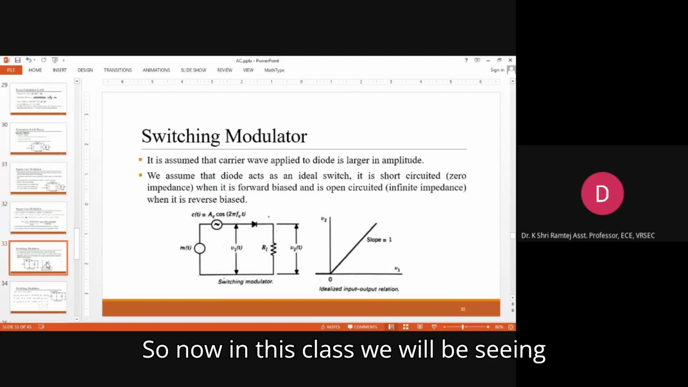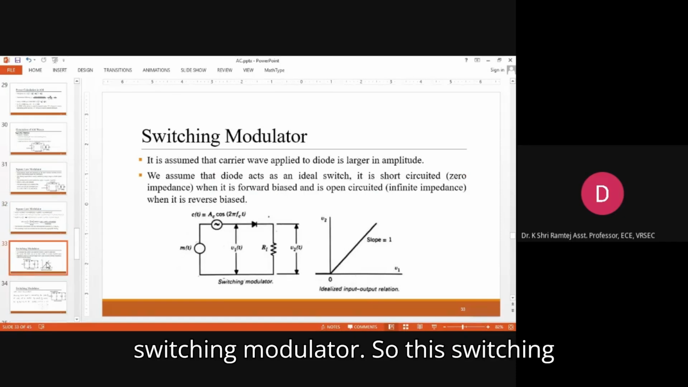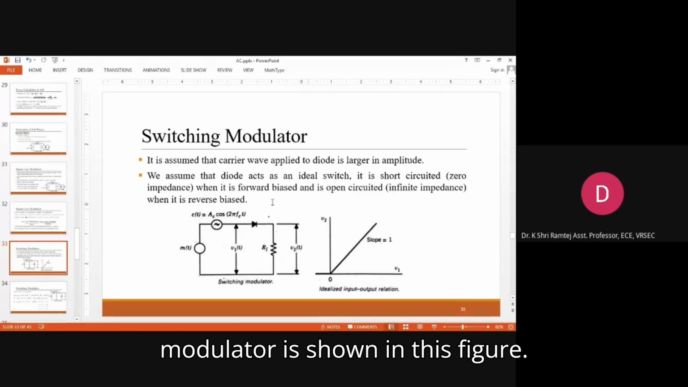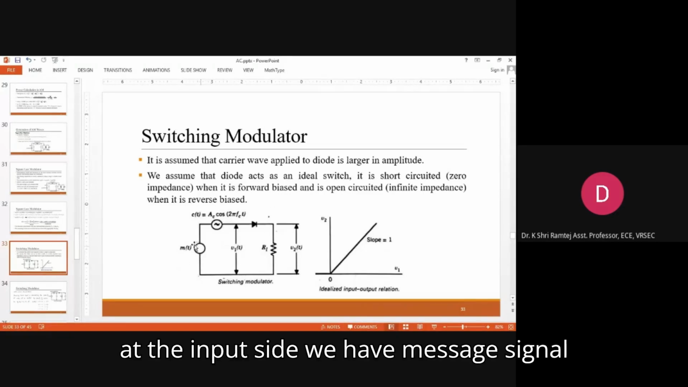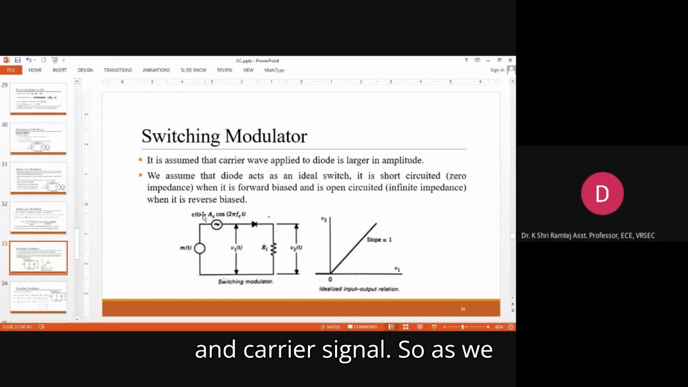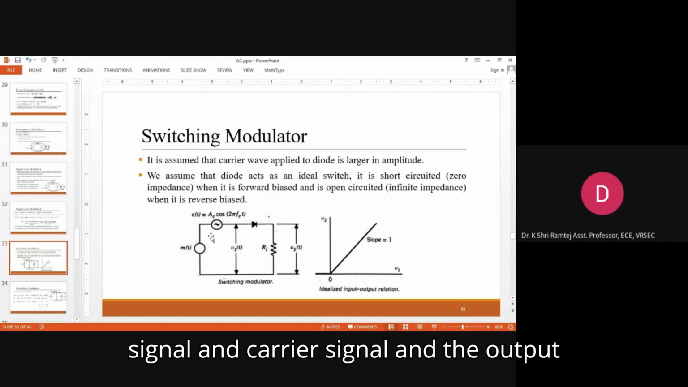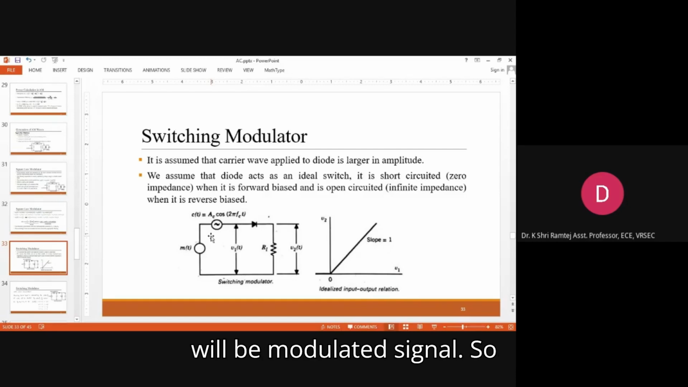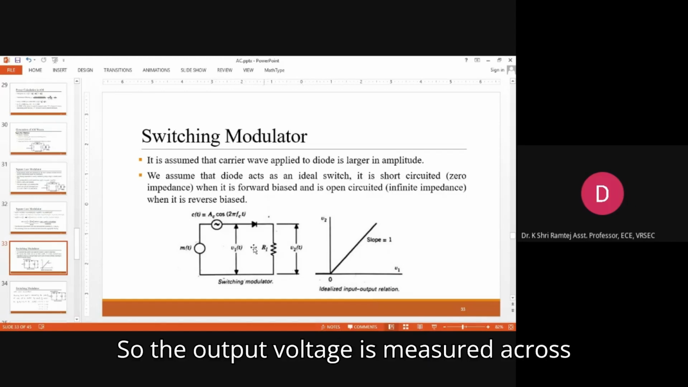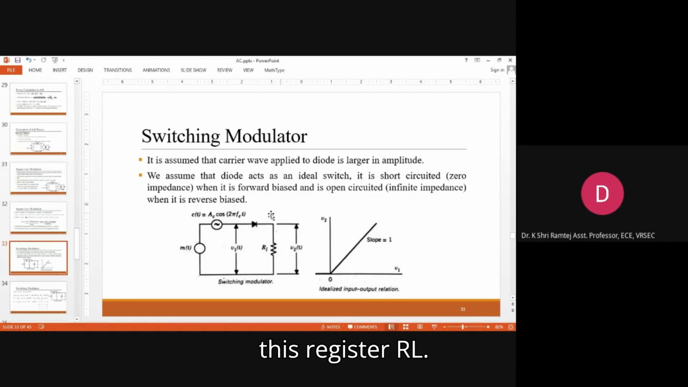So now in this class we'll be seeing the switching modulator. This switching modulator is shown in this figure. At the input side we have the message signal and the carrier signal. As we know, for a modulator we have two inputs, the message signal and the carrier signal, and the output will be the modulated signal. This simple circuit consists of a diode and a resistor. The output voltage is measured across this resistor RL.